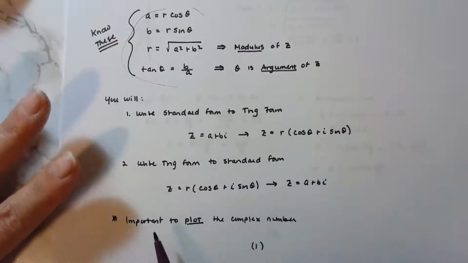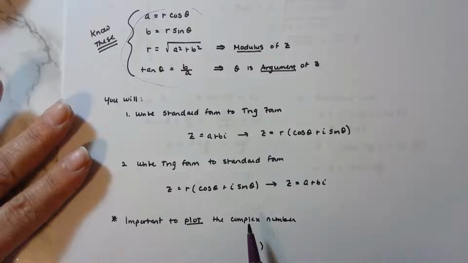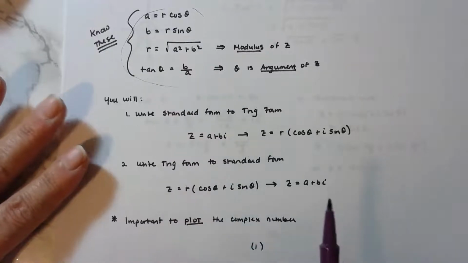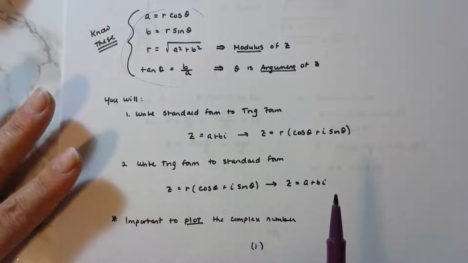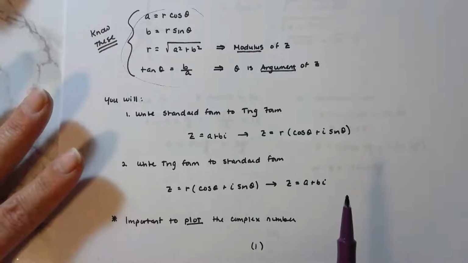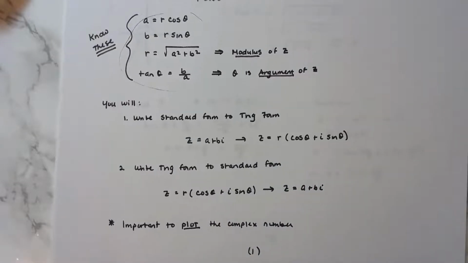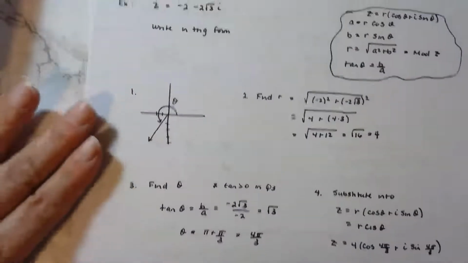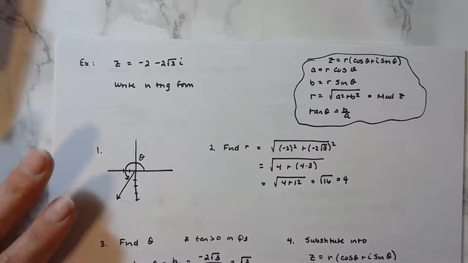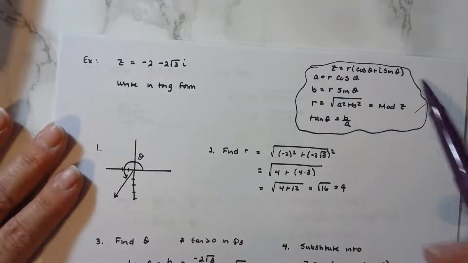What I want to say is that it's really important that you plot the complex number. The reason is because of this tangent here. You need to know what quadrant you're in because the tangent changes sign depending on the quadrant, and so do the sine and the cosine. So it's really important that you orient yourself as to the quadrant, and it takes 2 seconds to plot a complex number, which can then be connected and drawn as a position vector. Anyway, here are the little formulas again.